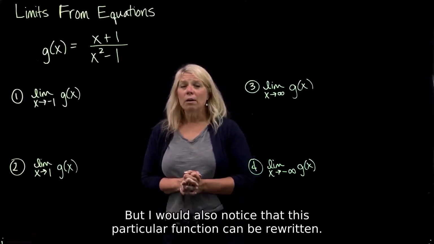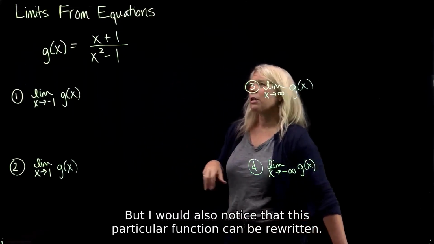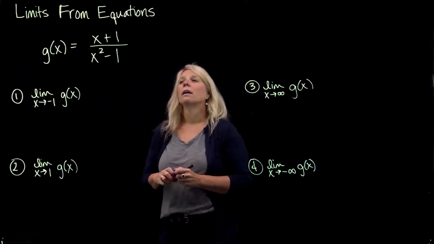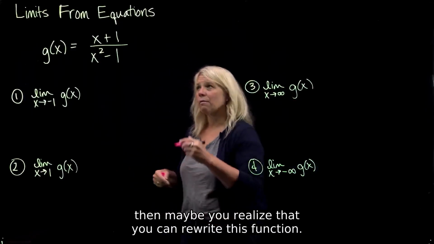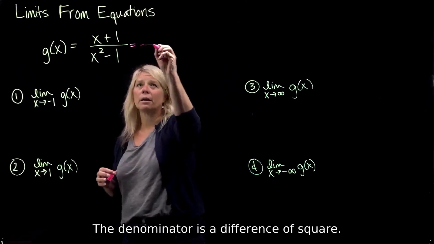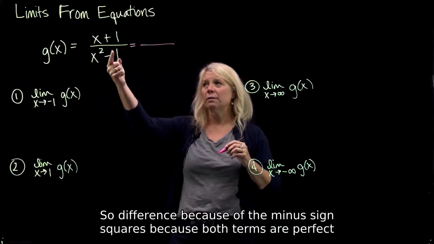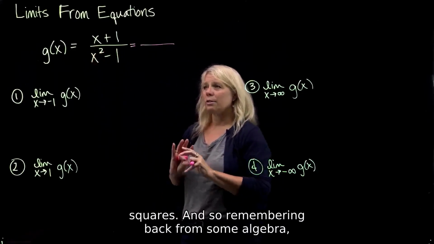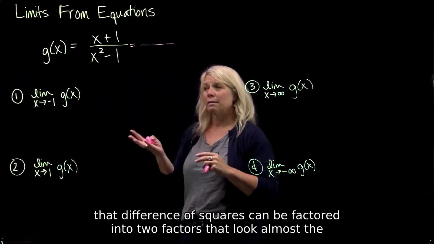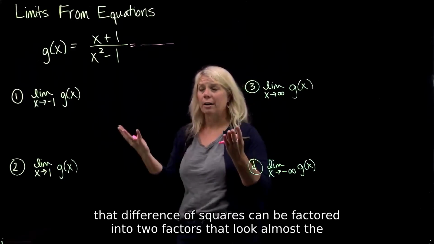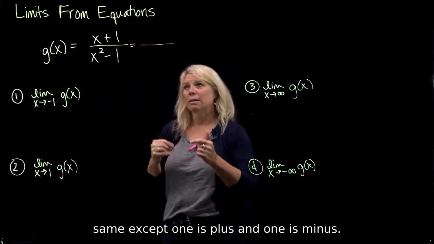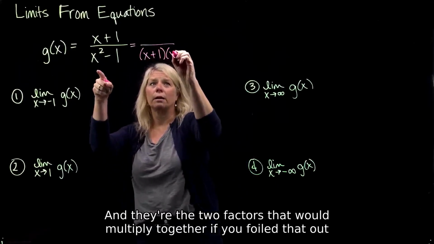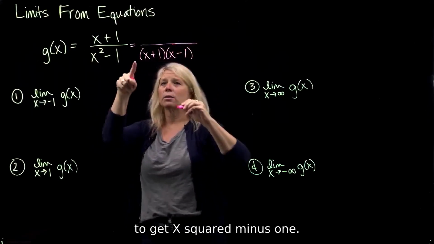All right, but I would also notice that this particular function can be rewritten. If you remember some factoring, then maybe you realize that you can rewrite this function. The denominator is a difference of squares. Difference because of the minus sign, squares because both terms are perfect squares. And remembering back from some algebra, a difference of squares can be factored into two factors that look almost the same, except one is plus and one is minus. They're the two factors that would multiply together, if you FOILed that out, to get x squared minus 1.